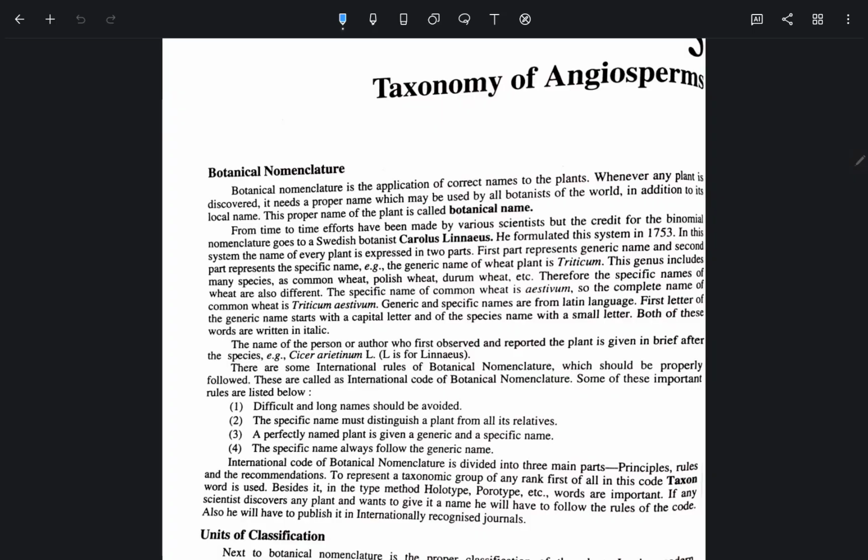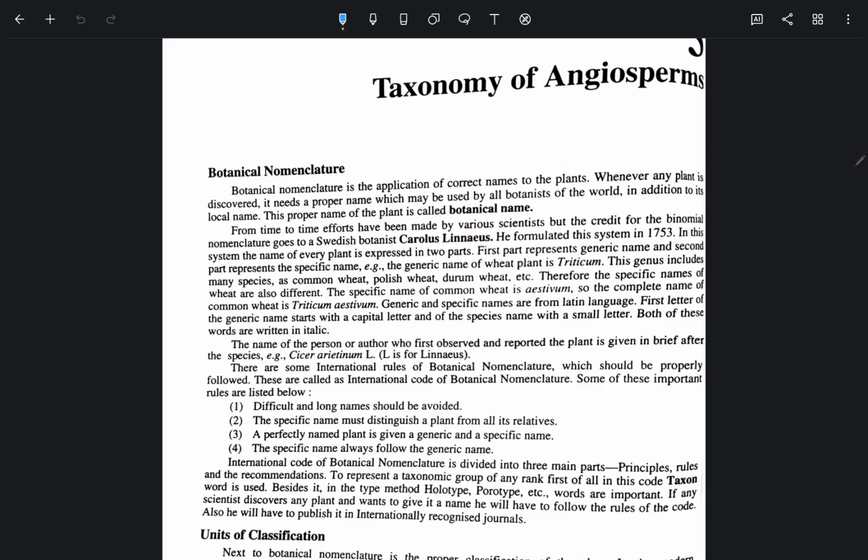There are some international rules of botanical nomenclature which should be properly followed. These are called the International Code of Botanical Nomenclature. Some of these important rules are listed below. Difficult and long names should be avoided. The specific name must distinguish a plant from all its relatives. A perfectly named plant is given a generic and specific name. The specific name always follows the generic name.